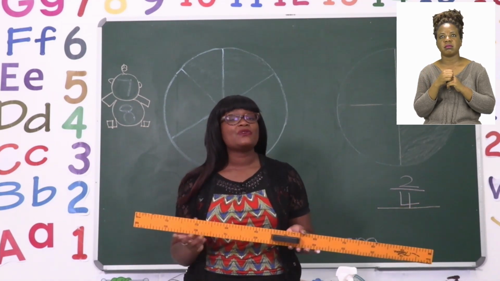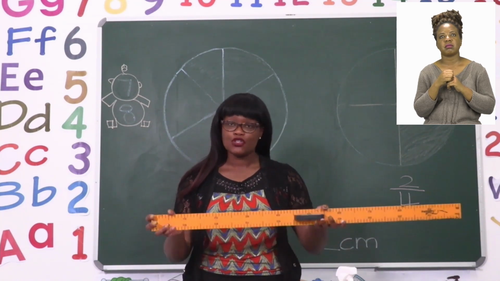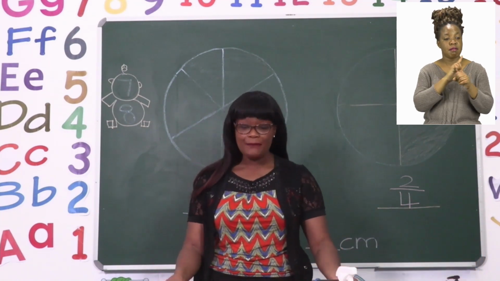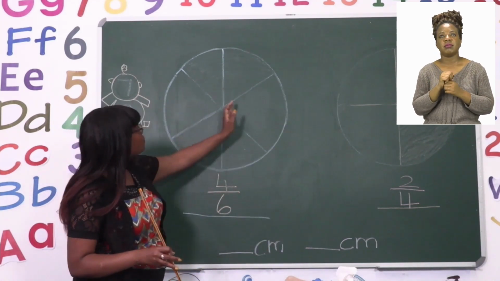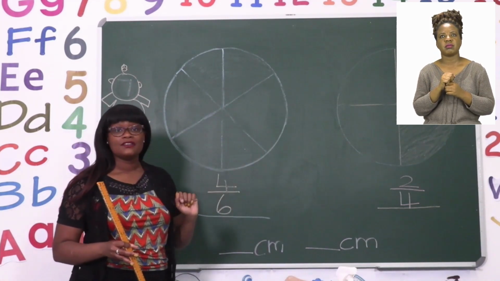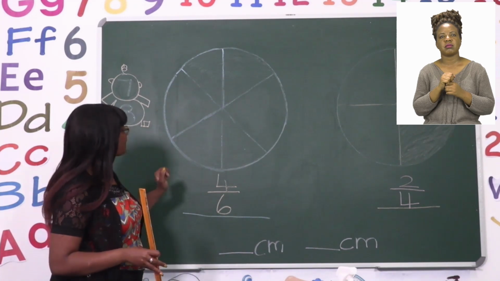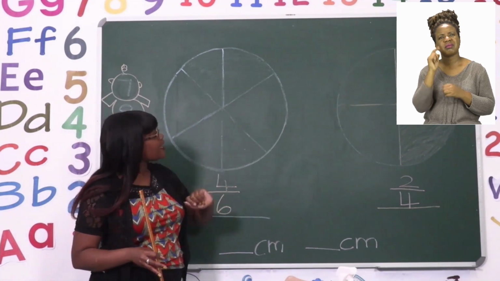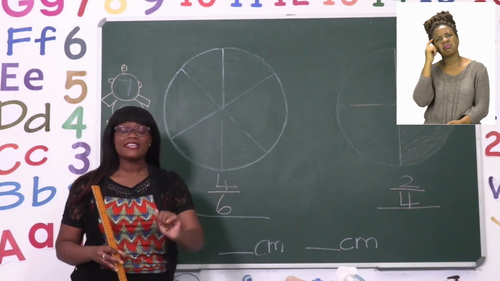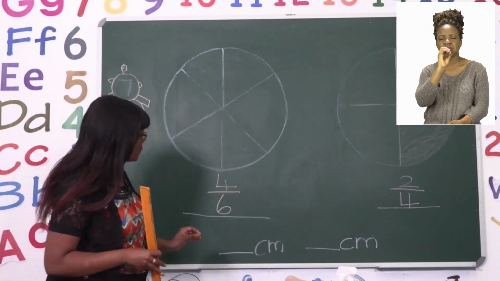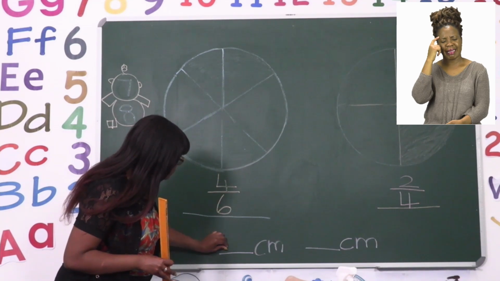The first thing when you are guessing or estimating, you don't need a ruler. So what I'm going to do is I'm going to try and guess how long our model is for this one. Looking at it, I think maybe it is 40 centimeters. So I have guessed, I have estimated 40. So I'm going to write 40.